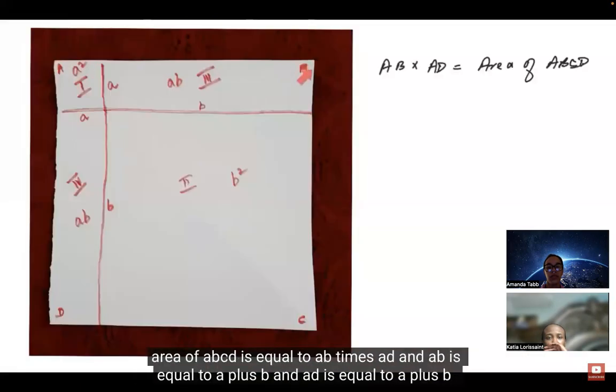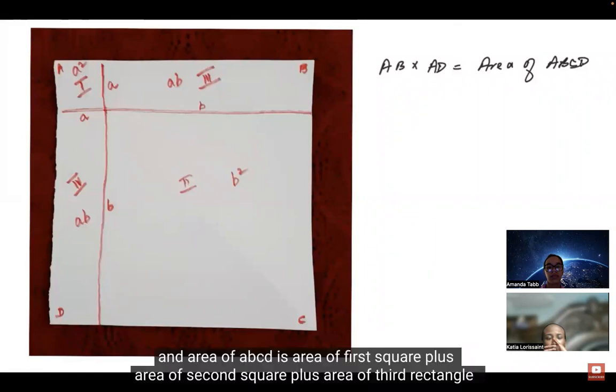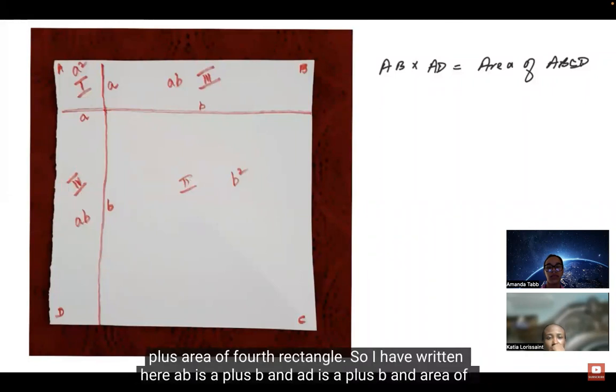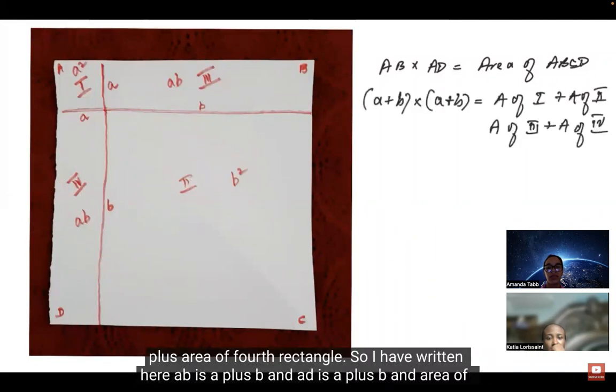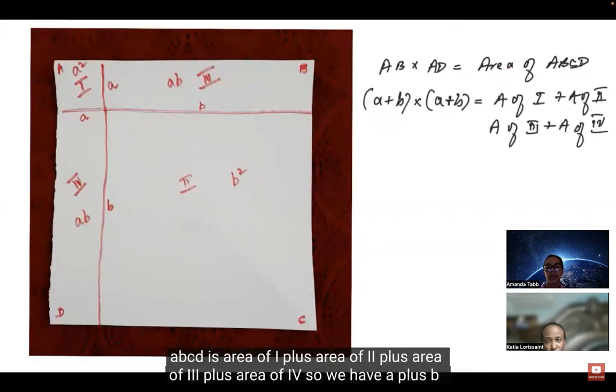We know that area of ABCD is equal to AB times AD, and AB is equal to A plus B, and AD is equal to A plus B. And area of ABCD is area of first square plus area of second square plus area of third rectangle plus area of fourth rectangle. So I have written here AB is A plus B and AD is A plus B, and area of ABCD is area of 1, area of 2, area of 3 plus area of 4.